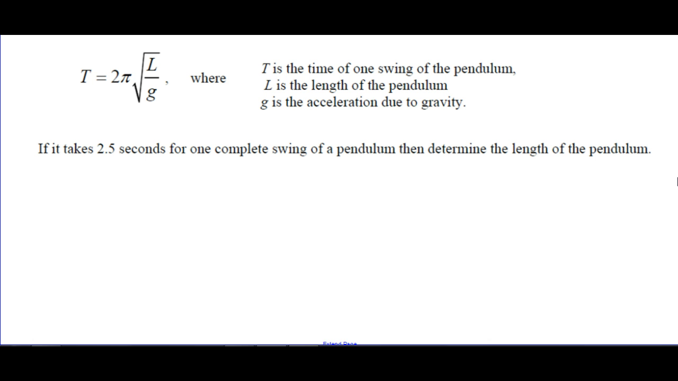Okay, so we have a formula. We're going to substitute into that formula. I'm going to try and remember what acceleration due to gravity is. Some of you guys must take physics. What's acceleration due to gravity? 9.8 meters per second squared. 9.81. Is that at sea level? What about in Calgary? We're higher up. It might be lower. We would give it to you. Okay, so 2.5 seconds for one complete swing. So we know that T is 2.5.